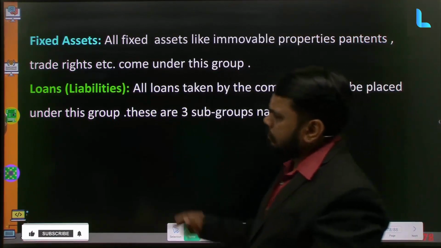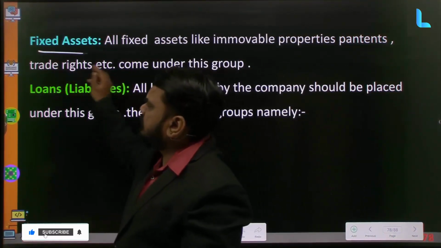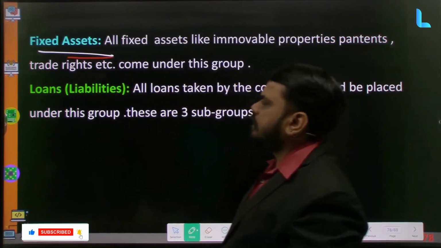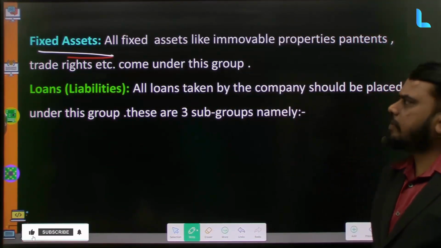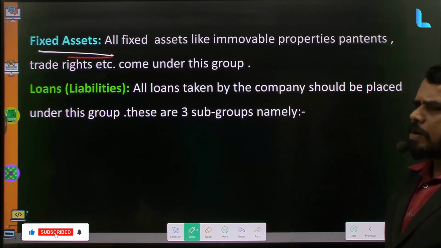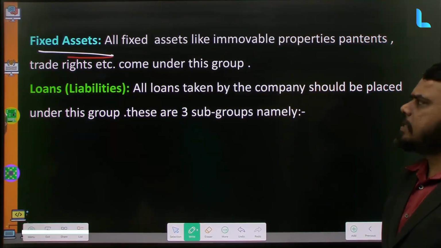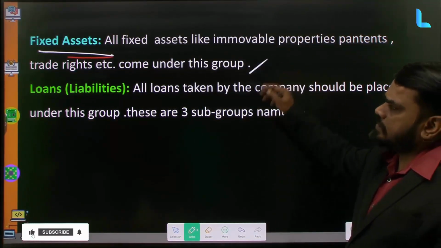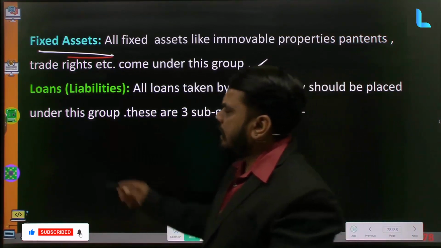Next we have the account group called fixed assets. Whatever machinery or assets are purchased for the company, like immovable properties, trademarks, patents, all these come under fixed assets. Similarly, we have loans under liabilities.